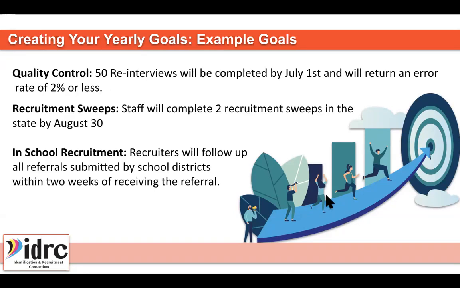Some other examples of yearly goals: if you want to focus on quality control, maybe your goal is that you'll complete 50 re-interviews by July 1st that will return an error rate of 2% or less. So again, we see here a goal that's specific, that has data attached to it with a specific time that you're looking to accomplish. If your goal is to focus on recruitment sweeps, maybe your goal is that staff will complete 2 recruitment sweeps in the state during the course of the performance period.